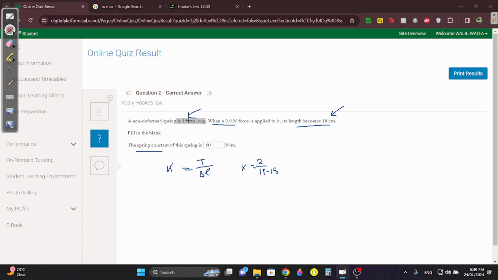The distances they gave you are in centimeters, yeah? Okay, and I told you it has to always be in meters. So 15 centimeters, if you change it to meters, from centimeters to meters, you divide by 100. This becomes 0.15, and this becomes 0.19. So it's going to be 0.19 minus 0.15, and you get 2 over 0.04. Then you divide this, you get 50. 50 newtons per meter.